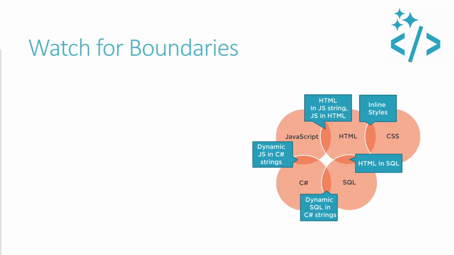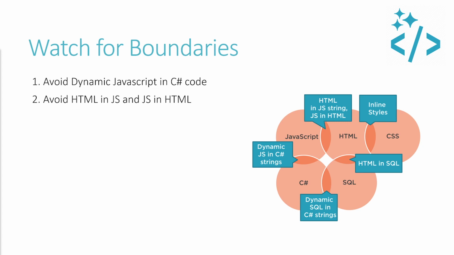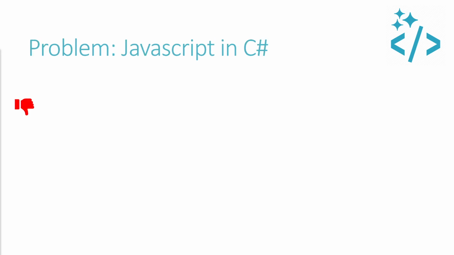Also, you have to watch for boundaries in your code base. For example, do not mix different technologies, like dynamic JavaScript in C# code and HTML in JavaScript files, or vice versa. Avoid inline CSS in HTML. Ideally, CSS should be kept in its own files, and also avoid HTML in SQL databases.